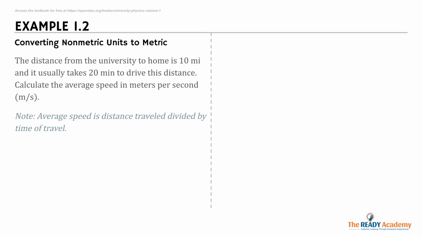Example 1.2. Converting non-metric units to metric. The distance from the university to home is 10 miles and it usually takes 20 minutes to drive this distance. Calculate the average speed in meters per second. Note, average speed is distance traveled divided by time of travel.